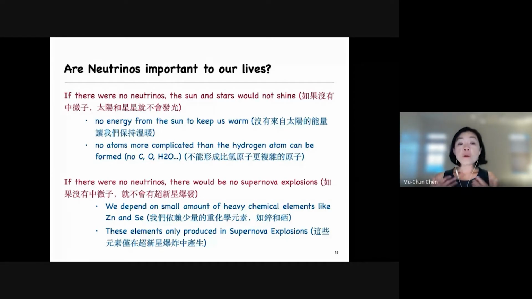All right. So if there were no neutrinos, then the sun and the stars will not shine. And therefore, there won't be energy from the sun to keep us warm. And there would then be no atoms more complicated than the hydrogen atoms that can be formed. Right? If there were no neutrinos, then there would be no supernova explosions, where we depend on a small amount of heavy chemical elements like zinc and selenium. And these elements can only be produced in supernova explosions. And therefore, this shows you neutrinos are actually very important to our lives.